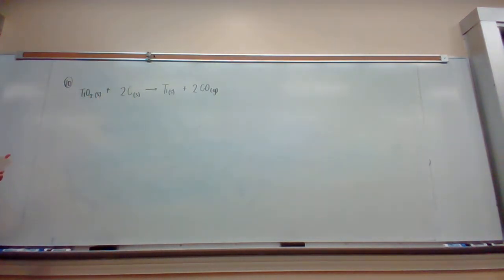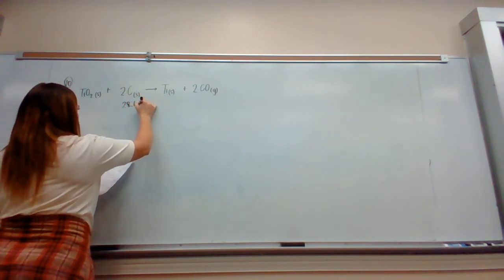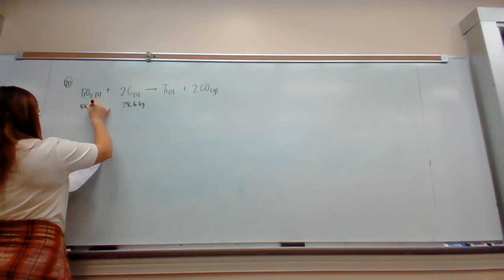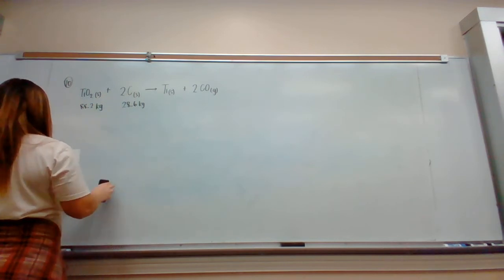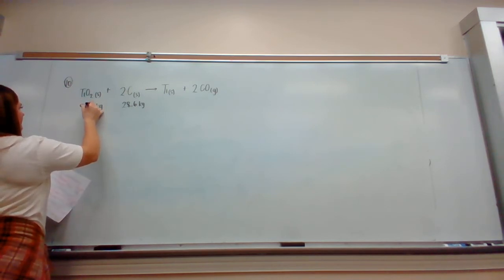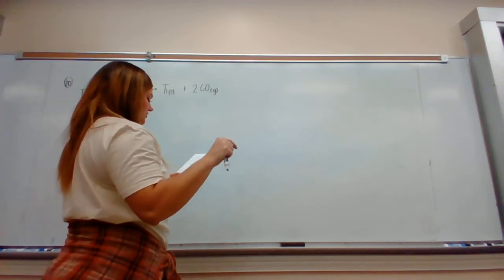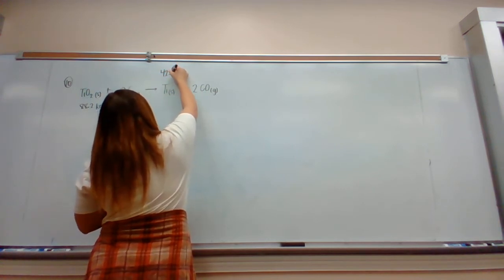Alright, it says we can obtain titanium from its oxide according to this equation when 28.6 kilograms of carbon reacts with 88.2 kilograms of titanium 4 oxide. It says 42.8 kilograms of titanium is produced. 0.8 kilograms.